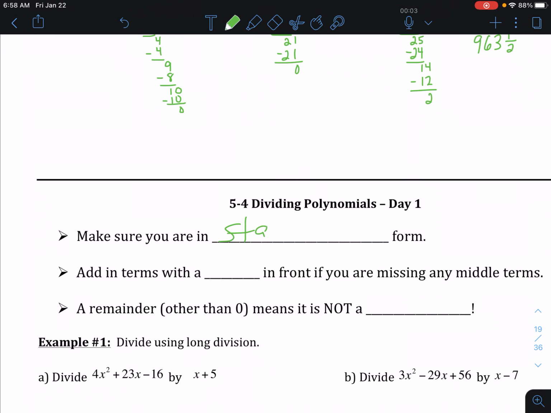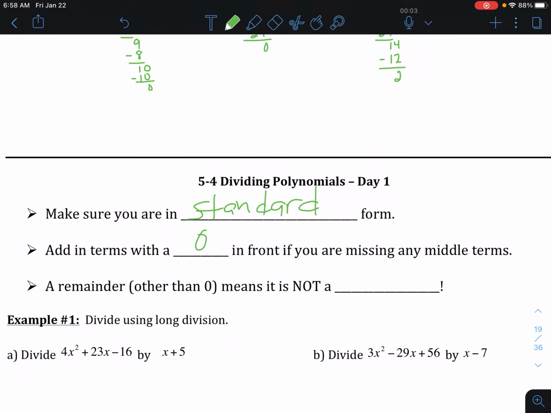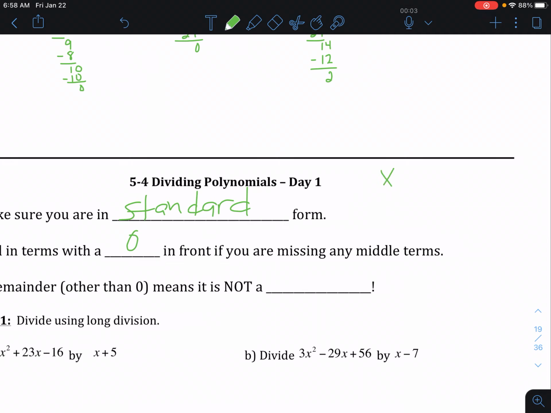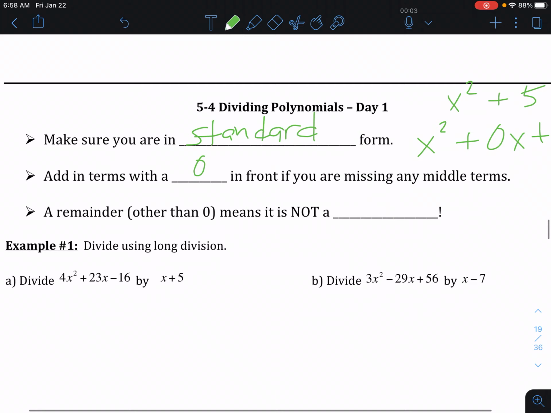We got to make sure that we're in standard form, of course. If we're missing any terms, we're going to add terms with a 0 in front if you're missing any middle terms. For example, if I have x squared plus 5, it would be missing the x term in the middle, so you would put 1x squared plus 0x plus 5. Actually, you don't need the 1 in front of the x. And then a remainder other than 0 means it would not be a factor. Remember, factors are things that divide perfectly into it with no decimal or remainder.